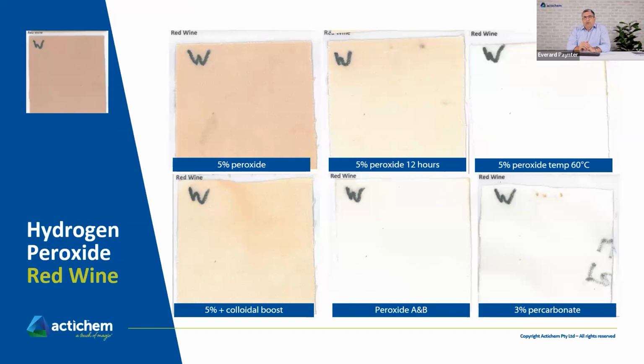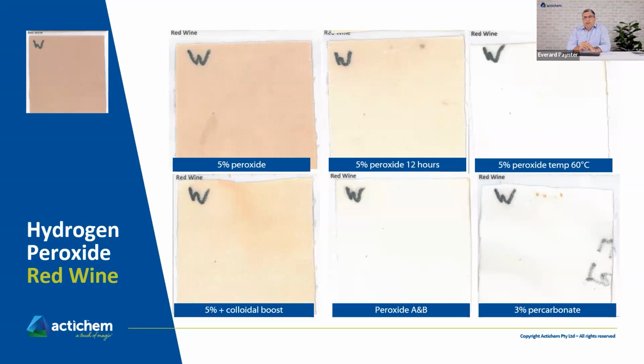So this series of swatches is the red wine. In the top left-hand corner is what the original swatch looked like. Then in our 6 experiments, the top left-hand experiment is 5% hydrogen peroxide. So that's just 5% hydrogen peroxide in its raw form. All of these were run at a 10-minute dwell time. Moving across to the right, we increased that dwell time to 12 hours. So that one certainly bears out our theory in relation to the increased dwell time producing those results.